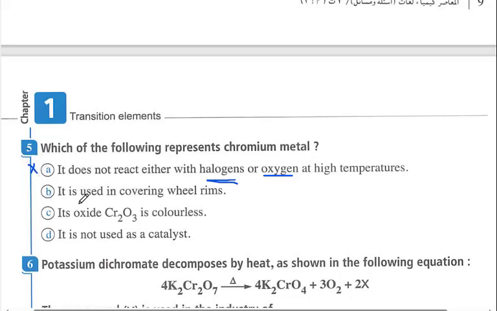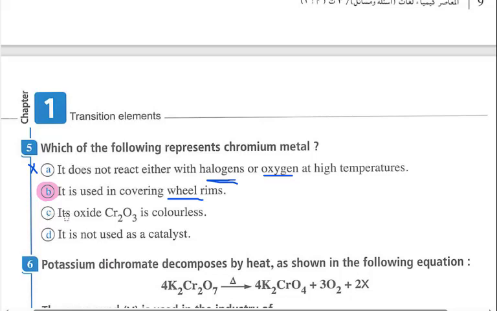Okay, it is used in covering wheel rims. We all know that chromium is used in metal plating and leather tanning. So it is one of the kinds of metal plating. So the correct answer here is that chromium is used in metal plating. One of its examples is covering wheel rims. So let's have some assurance about that.